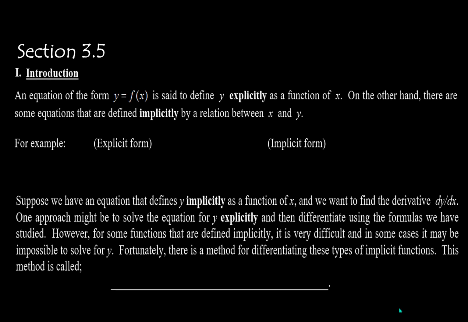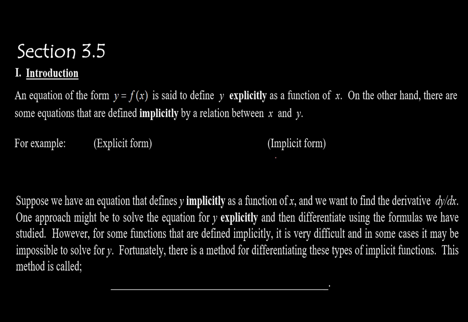In this video, we're going to talk about section 3.5, which is about implicit differentiation. Let's look at the introduction first. An equation of the form y equals f of x is said to define y explicitly as a function of x. On the other hand, there are some equations that are defined implicitly by a relation between x and y.